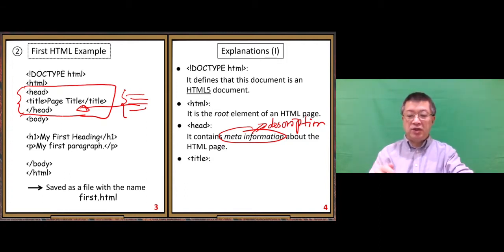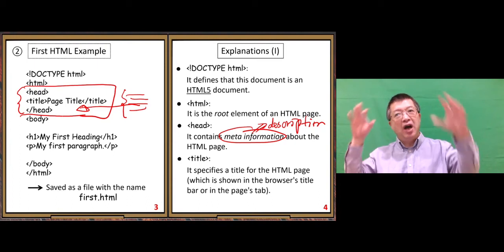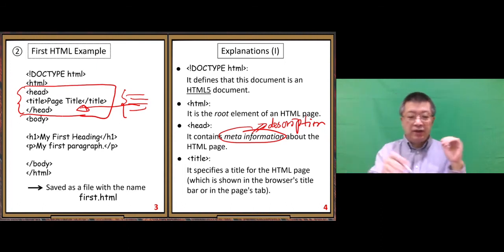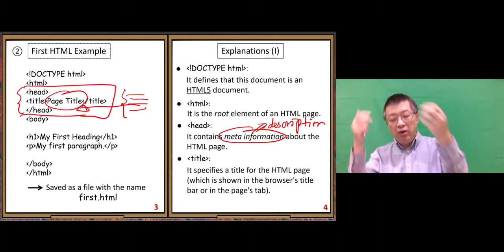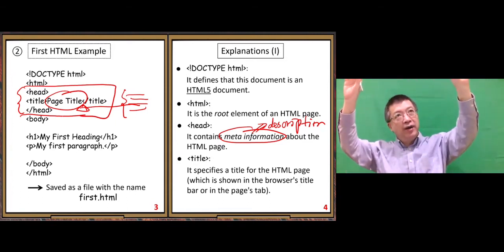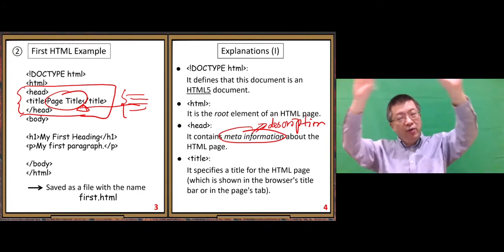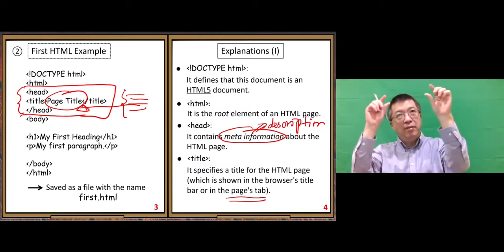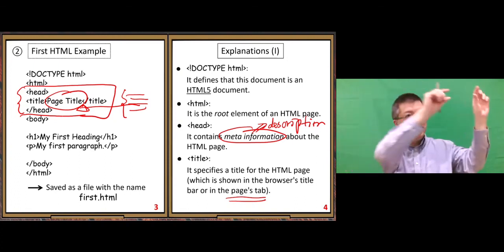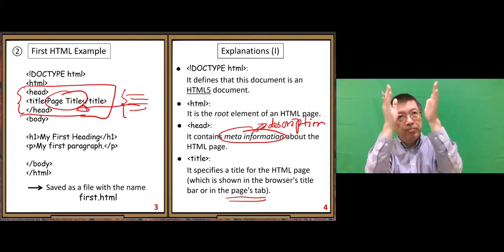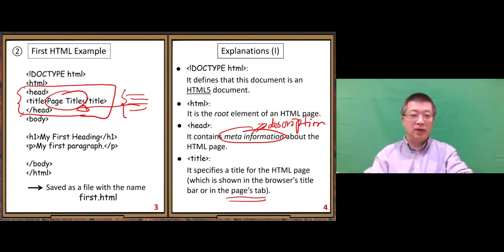Then this title element specifies the title of your HTML page, and the content of the title will be displayed in the title bar. Each page has a title bar. That's the old way. The new way displays the title content in the page's tab, because you use many tabs and in each tab you can see some text. That's the title part.